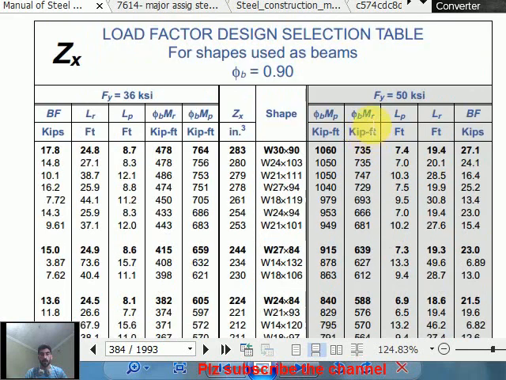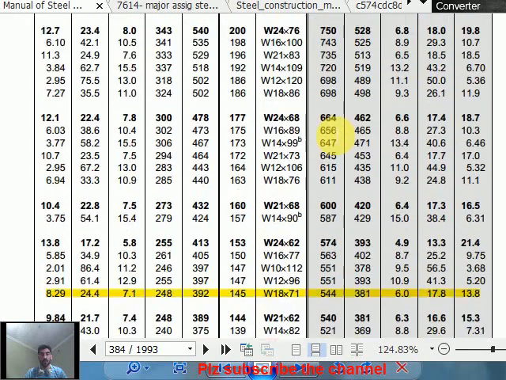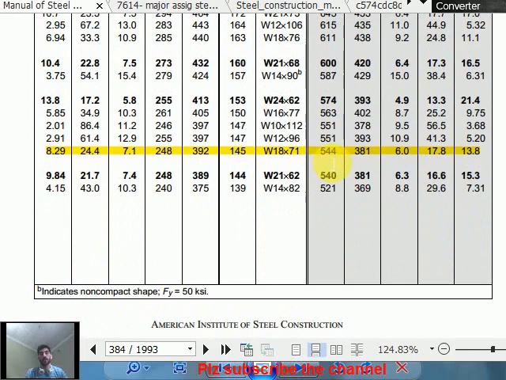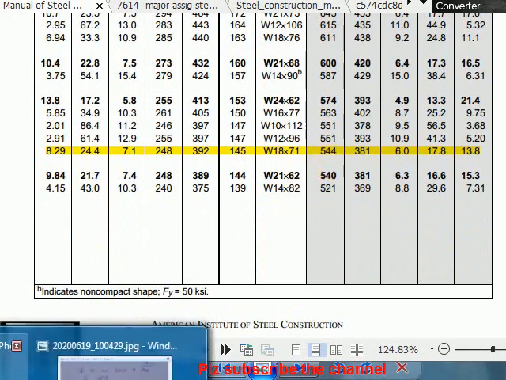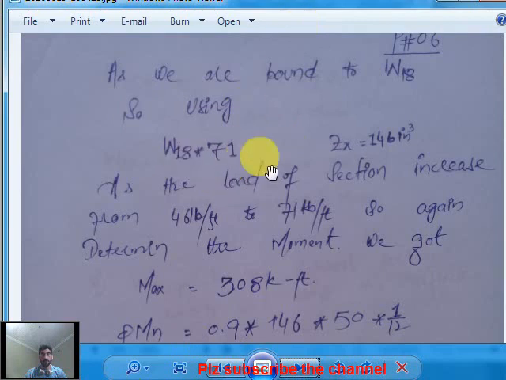We need this value, okay, 544, we need this one, clear. So let's see, ZX is this much. As the load of section increases from 46 pound per feet to 71 pound per feet, so again determine the moment we got, okay.